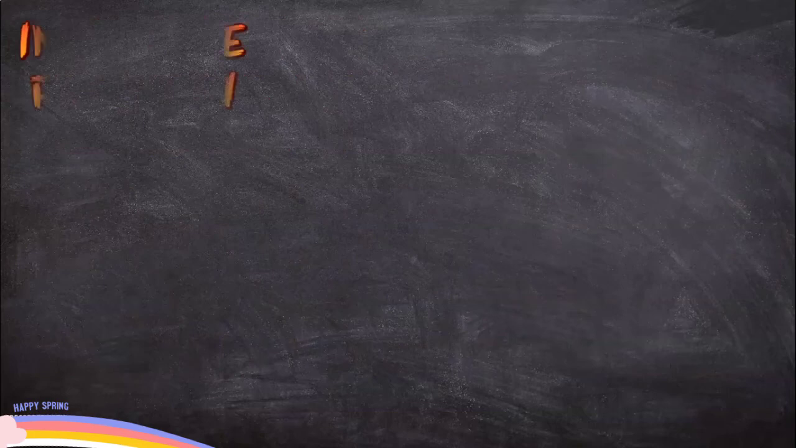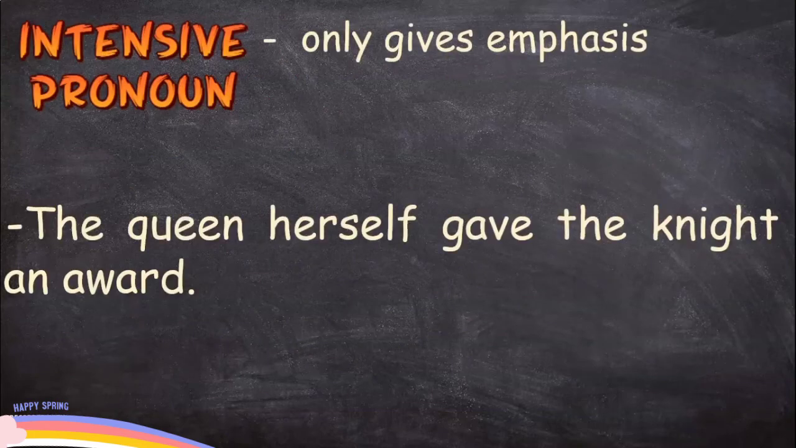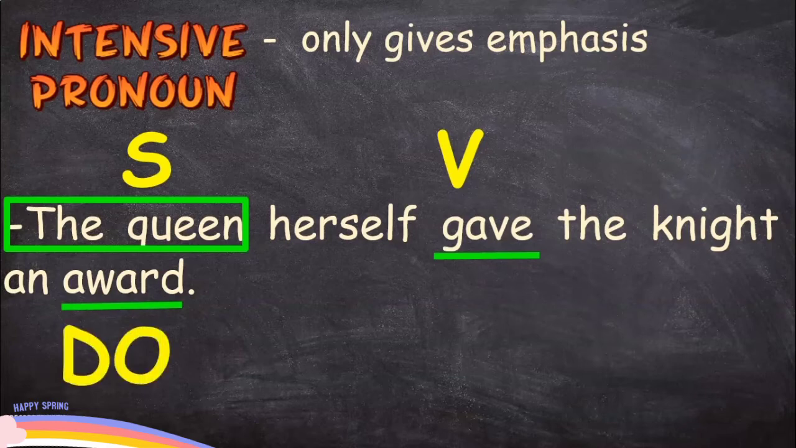Let us try an example. The queen herself gave the knight an award. What's your subject? Subject is the queen. What did she do? What's the verb? That is, gave. What did she give? She gave an award. That is the direct object. To whom did she give the award? To the knight.